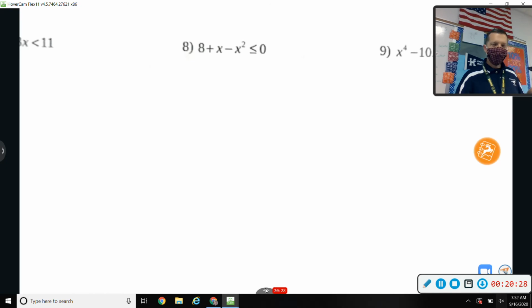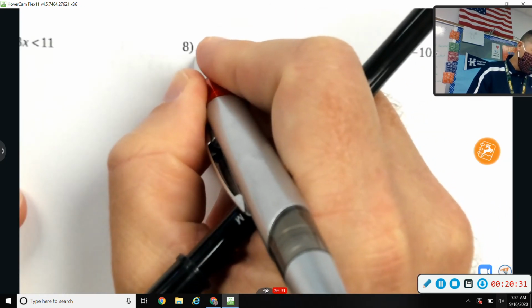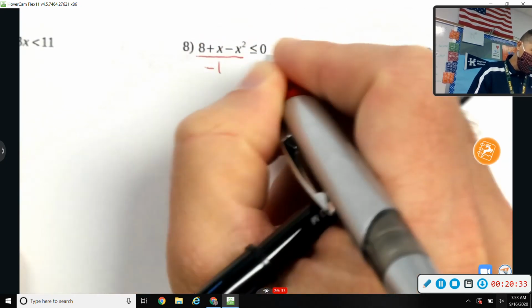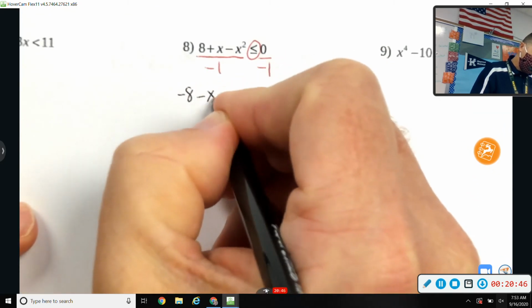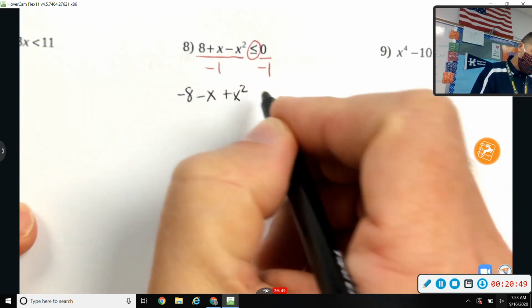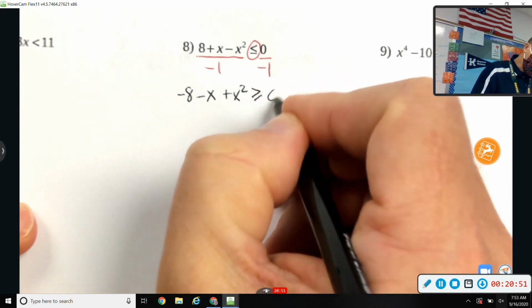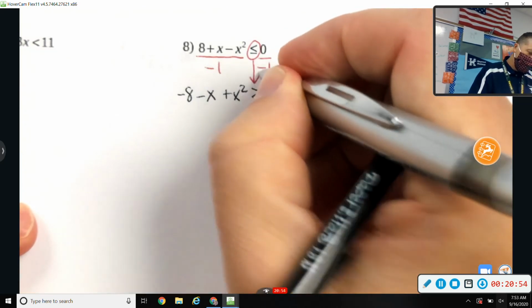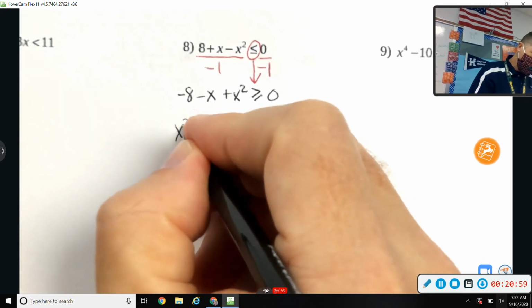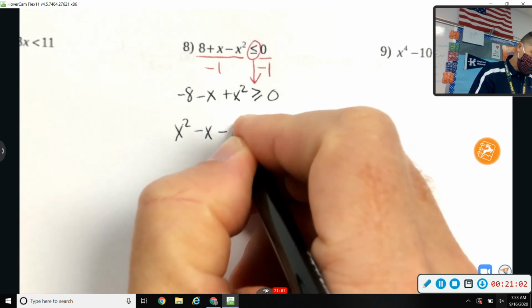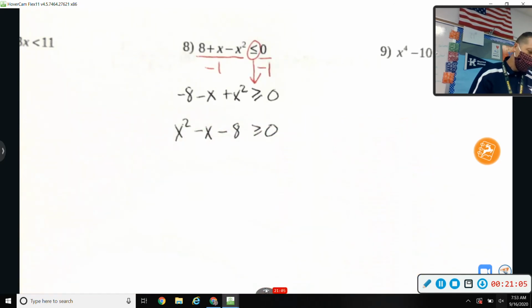Yes, and that is exactly why I picked this problem. I can divide everybody by a -1 or multiply by a -1, either way. That way I won't have that negative x squared, which makes factoring a lot better. And the only price I have to pay is I got to switch that inequality. So -8 minus x plus x squared greater than or equal to 0. So the old rule about if you divide by -1, you got to switch things around. So x squared minus x minus 8 is greater than or equal to 0.